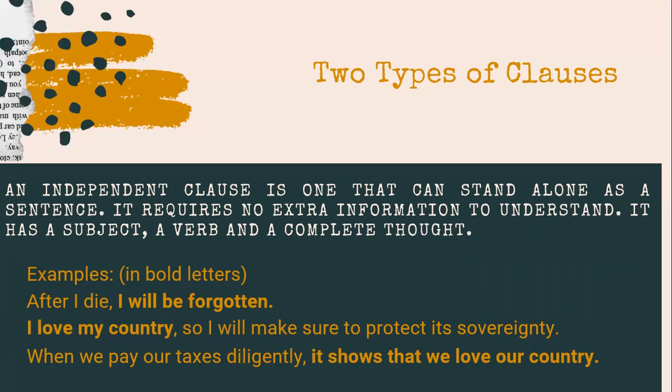The second example, I love my country, so I will make sure to protect its sovereignty. The independent clause here is "I love my country." Again, the subject is the pronoun I, and the verb is love. The third and last example, when we pay our taxes diligently, it shows that we love our country. "It shows that we love our country" is the independent clause because it has a verb and a subject. It expresses a complete thought.